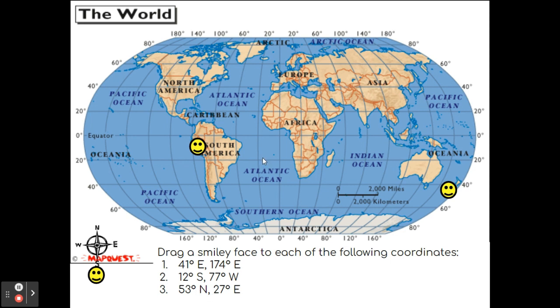Now for this last one, I feel like you can figure that out. Just use the same way that I just did these two, and you'll be able to find 53 degrees north by 27 degrees east.